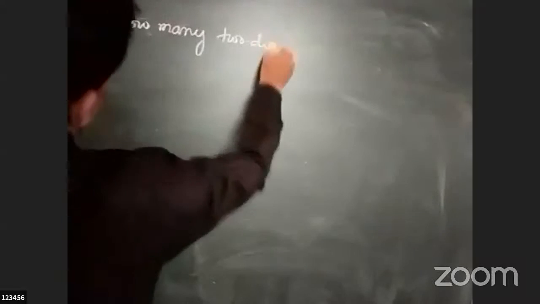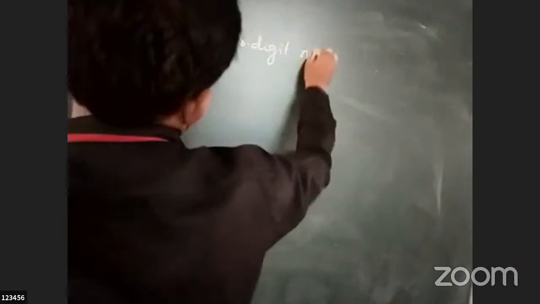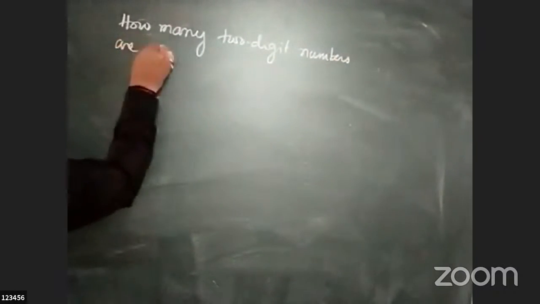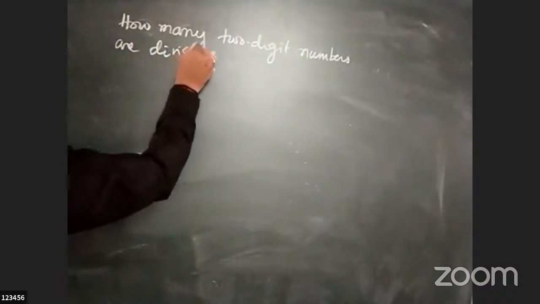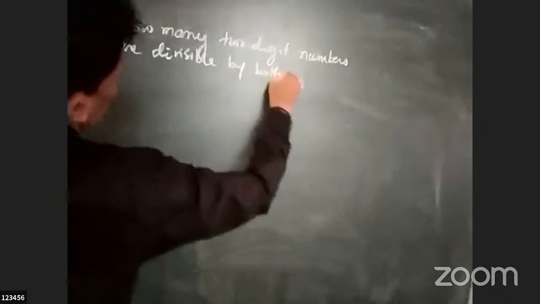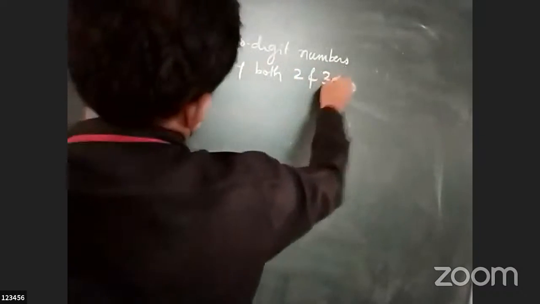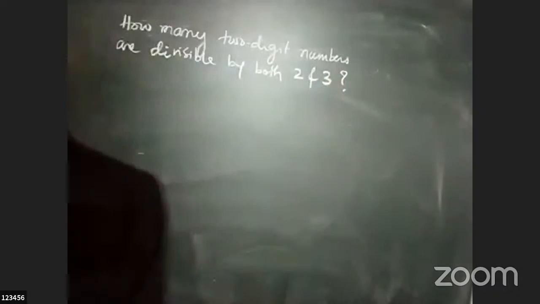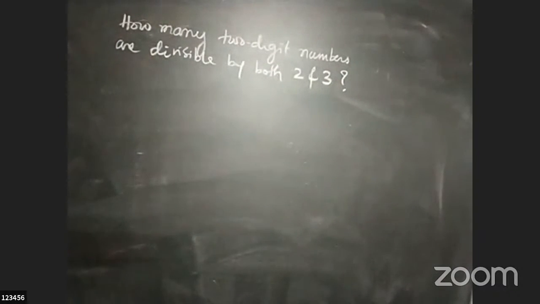How many two-digit numbers are divisible by both 2 and 3?